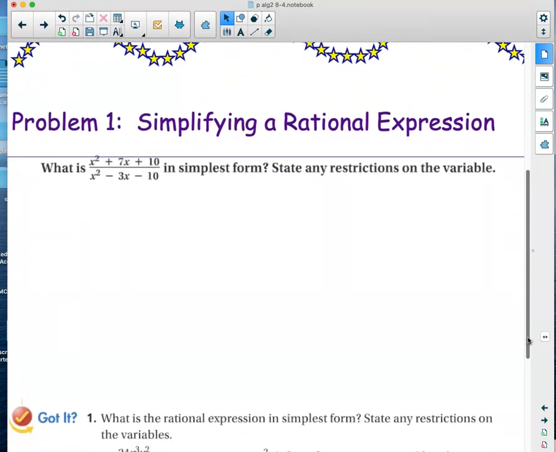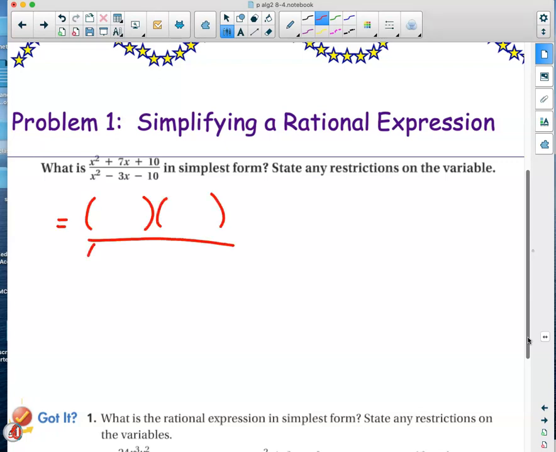All right, away we go. Simplifying a rational expression: what is x squared plus 7x plus 10 over x squared minus 3x minus 10 in simplest form, but also state any restrictions on the variable. Well, right now I can't give them the restrictions on it because I don't know what they are. I've got to factor this.